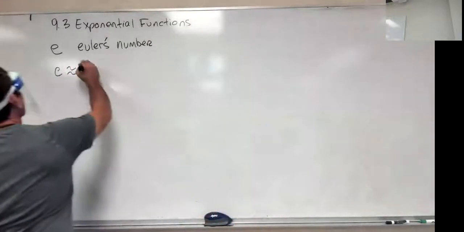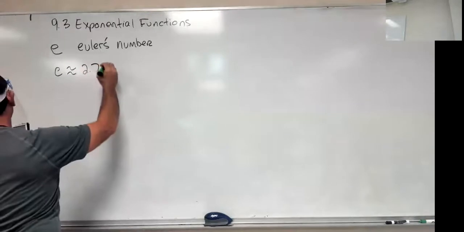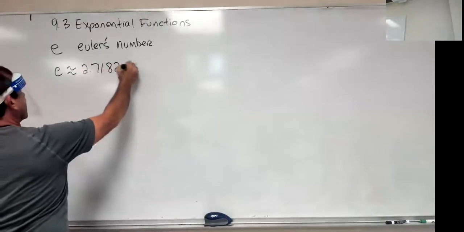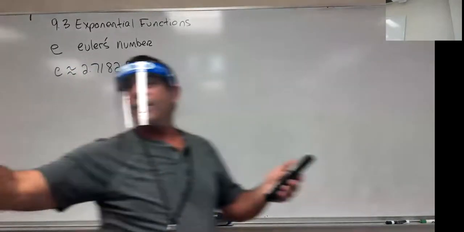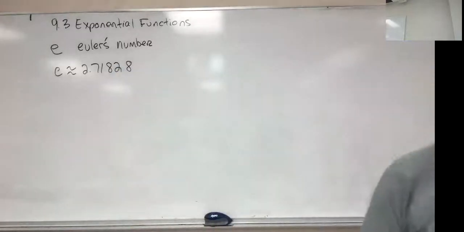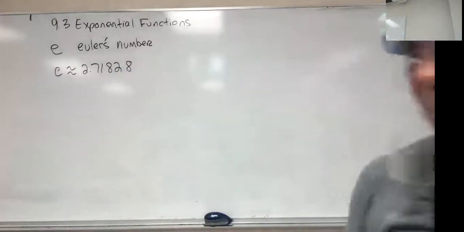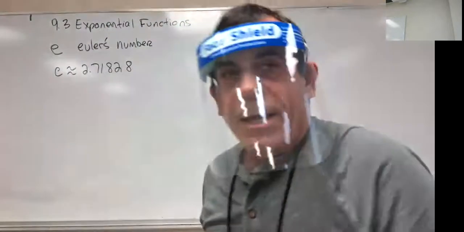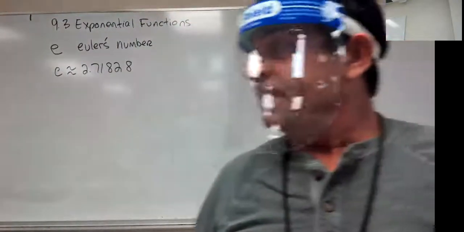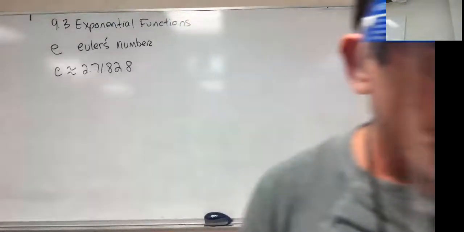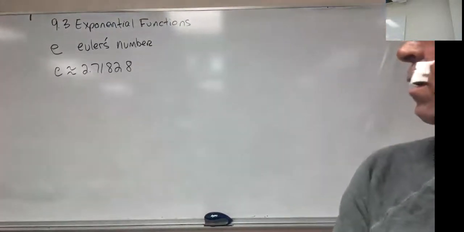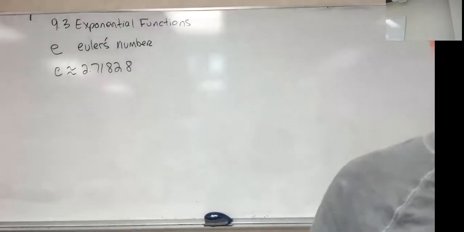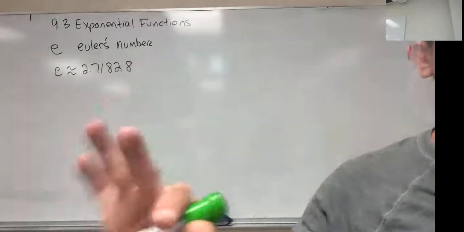Oh, and I'm getting approximately 2.71828, but it goes on forever. Bring that little E after the division there. And it's sort of like a constant like pi. So we're just going to use the calculator to approximate it to 4 decimal places.